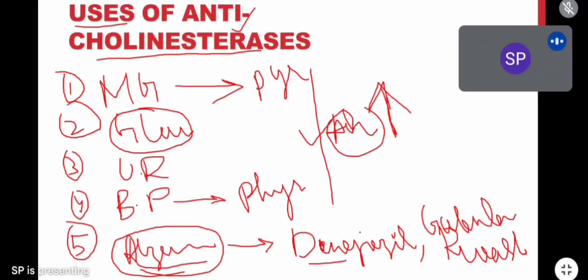Along with these, there are many other drugs too. The treatment strategy for Alzheimer's is very different. In that, anticholinesterases are one kind of drug that can be used in Alzheimer's. Okay, so these are some uses of anticholinesterases.